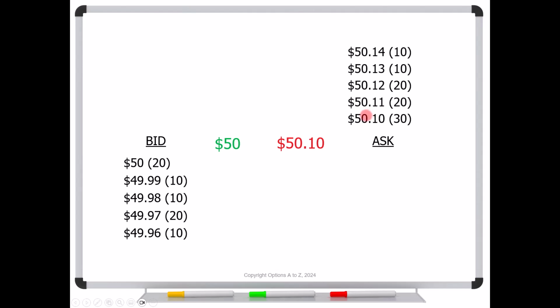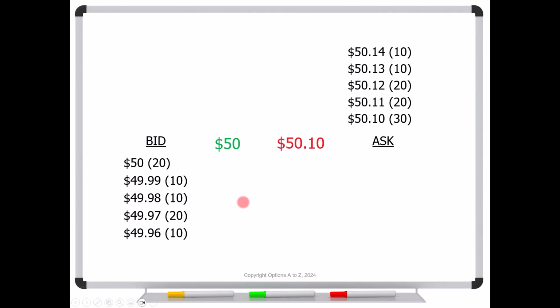But what if you saw this? Now we're very granular, only a penny wide. We've got lots of breadth and we've got lots of depth. We've got 2,000 shares, 1,000 shares. It pretty much doesn't matter how many shares you want to buy, unless you're really talking about large orders. They're going to get filled, and they're going to get filled very close to these prices, this inside quote. Why? Because we have a broad market and we have a deep market.